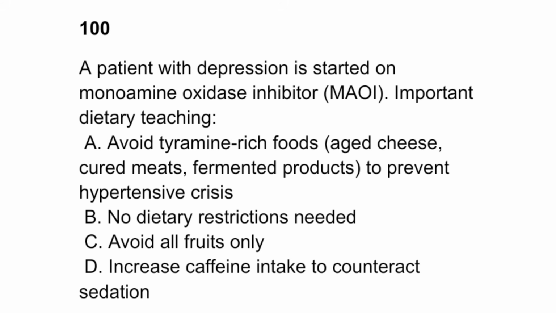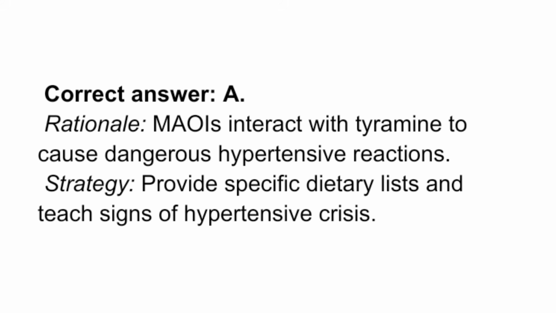100. A patient with depression is started on a monoamine oxidase inhibitor, MAOI. Important dietary teaching. A. Avoid tyramine-rich foods, aged cheese, cured meats, fermented products, to prevent hypertensive crisis. B. No dietary restrictions needed. C. Avoid all fruits only. D. Increase caffeine intake to counteract sedation. Correct answer, A. Rationale: MAOIs interact with tyramine to cause dangerous hypertensive reactions. Strategy: provide specific dietary lists and teach signs of hypertensive crisis.